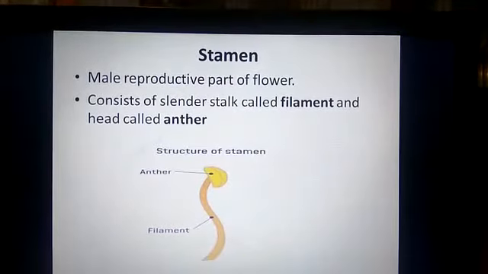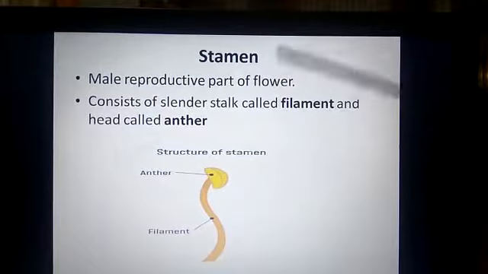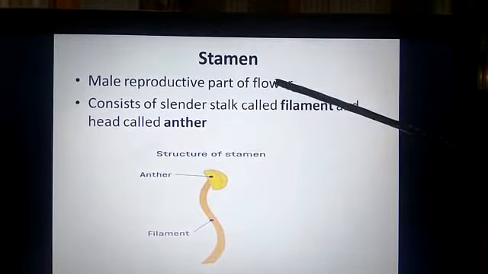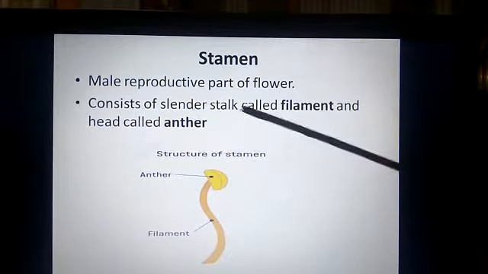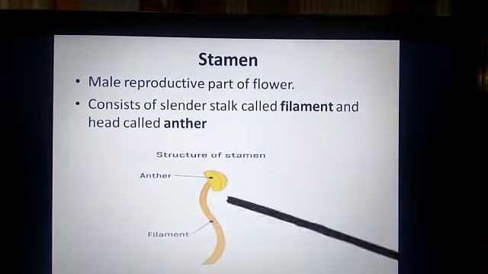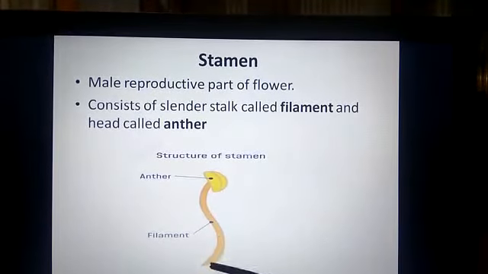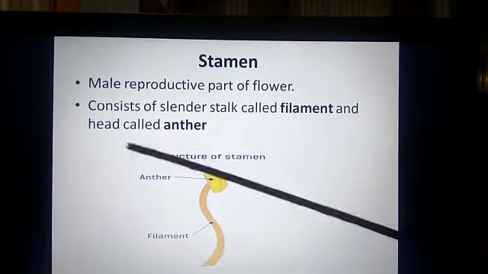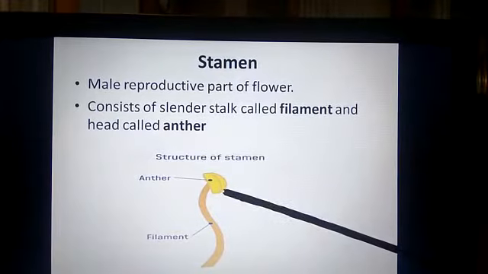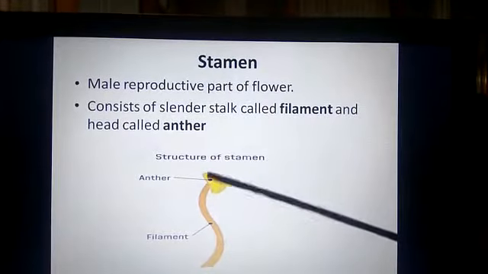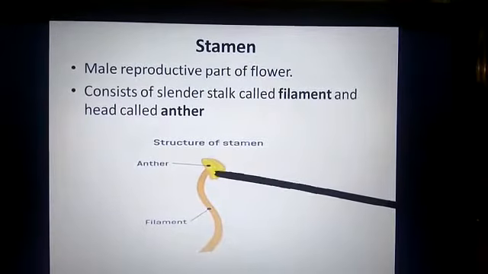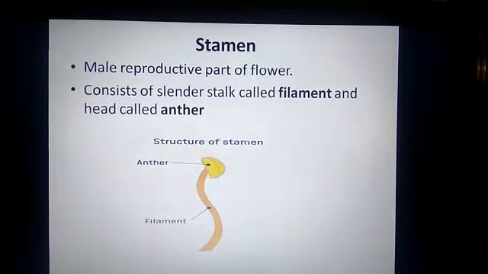Now let us study the detailed structure of the stamen. Stamens are the male reproductive part of the flower. A stamen consists of two parts. One is a slender, thread-like stalk called the filament, and the head called the anther. This structure is called the anther, and the anther is also called the anther lobe.